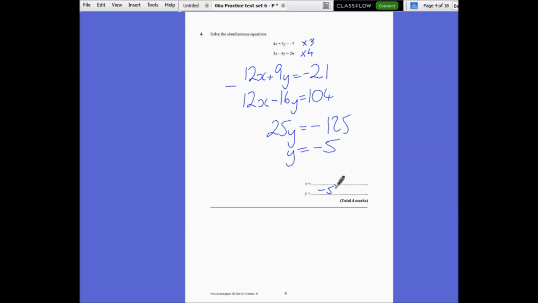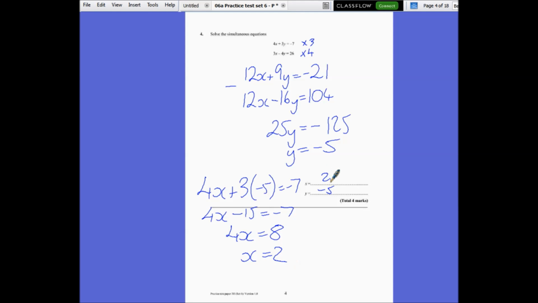Once we've got y is minus 5, we can substitute that into any of the equations, but I'm going to put it into the first one. So 4x plus 3 lots of minus 5 would equal minus 7. So that's 4x minus 15 equals minus 7. To solve that, I want to add 15 to both sides. So we have 4x equals 8, and then dividing by 4, x would be 2.